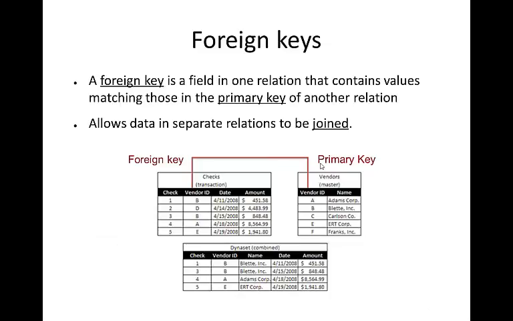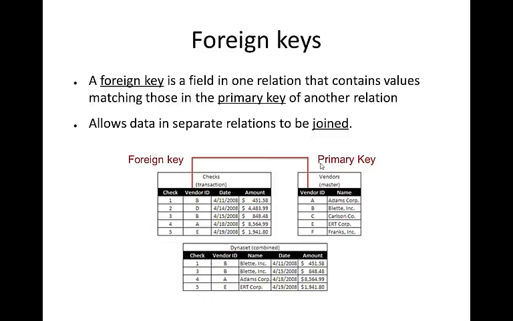Okay, foreign keys. So we've dealt with primary keys. Primary keys are what you really need to take away from that discussion on keys: a primary key uniquely identifies the rows in its table. A foreign key is a field in one relation, one table, that contains values matching the primary key in another table. And this is how we join data between tables together. It's through primary key, foreign key matches.